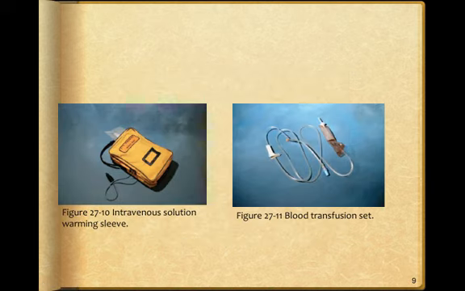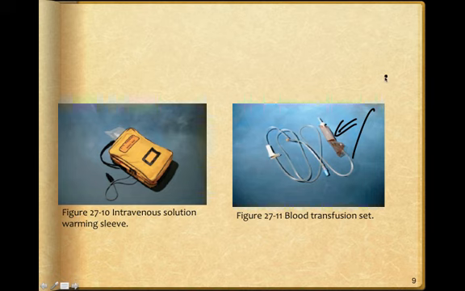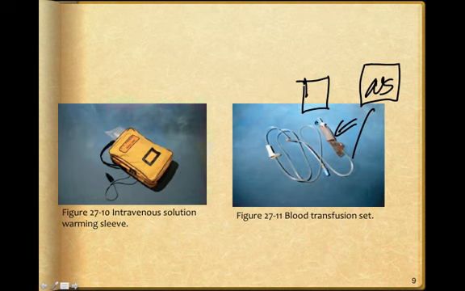An intravenous solution warming sleeve, figure 27.10 in your book, and then a blood infusion set. The blood infusion set has one little extra thing here. It has a filter in here, and most of the time it will have another Y compartment coming off of it. That is so that they can hang a saline bag here and then a unit of blood here, mix them together, flush this out, and keep things moving.